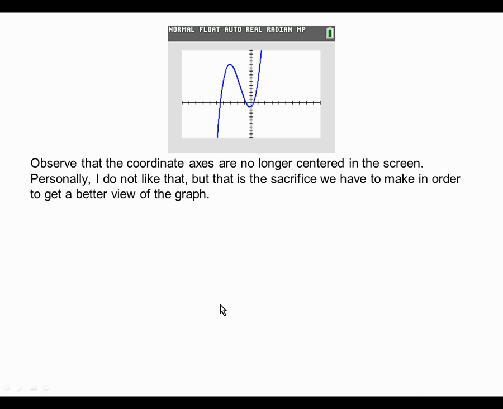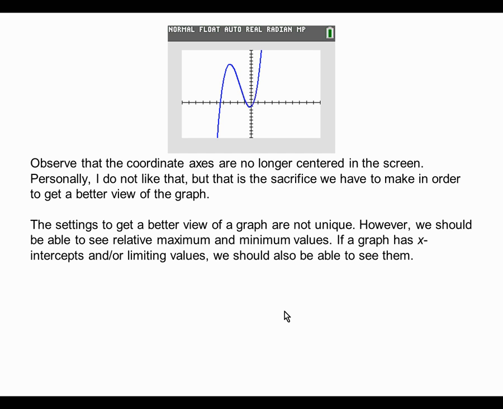So again, the coordinate axes are no longer centered. The origin is no longer in the middle. Personally, I don't really like it, but there's nothing wrong with it. Now again, the way around that is to make the x max and min opposites of each other. You know, one plus something and the other minus the same thing. And same thing with the y max and min. They should be opposites of each other. You know, plus or minus 12, plus or minus 15, something like that.